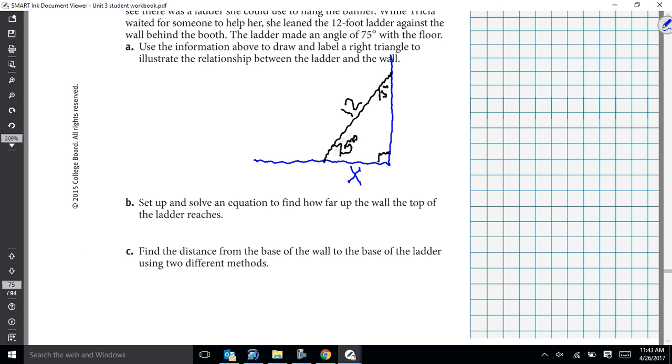Now, while it's not practical to get down on the floor with a protractor to measure the angle, you do want to know how far away from the wall you are, because the closer to the wall, the less stable the ladder is. And you don't want too far away either, because then the ladder will just go. You don't want too close, because then you'll tip backwards, and you don't want too far away, because then you'll fall over.